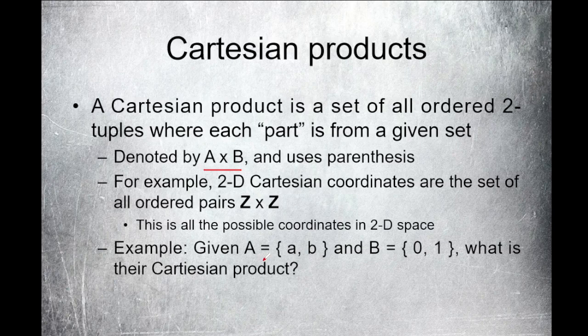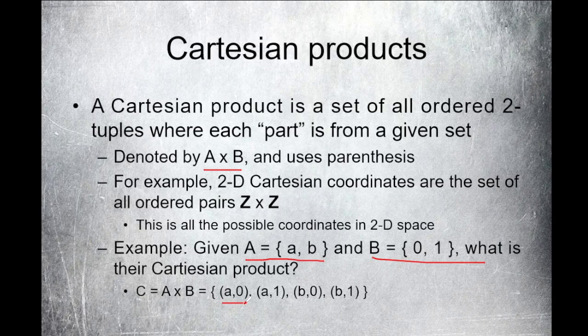For example, you have a set A with elements a and b, and set B with elements 0 and 1. So how do you create this particular Cartesian product? The Cartesian product of A cross B can be given as (a, 0), then (a, 1), sequence-wise, then (b, 0), (b, 1), and you create a set of all these elements, all these tuples. So that would be called the total Cartesian product.